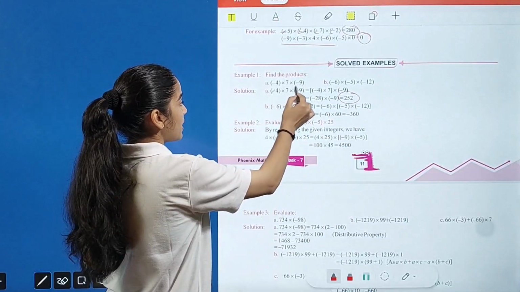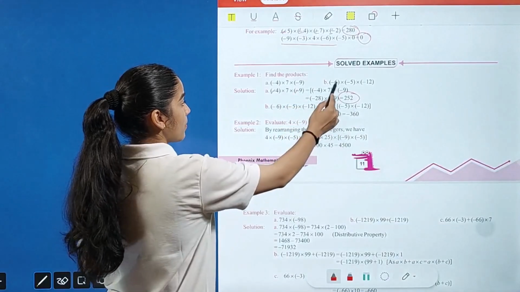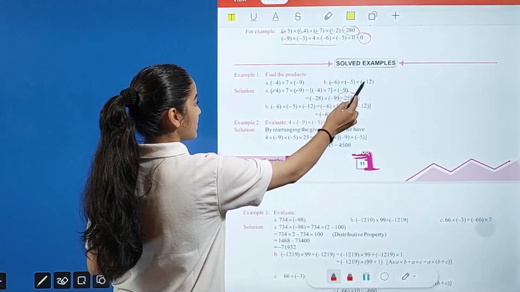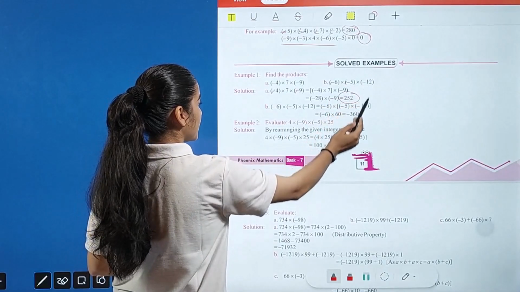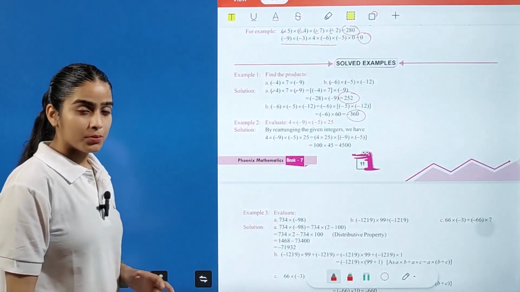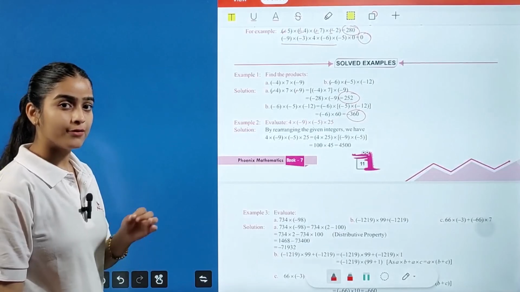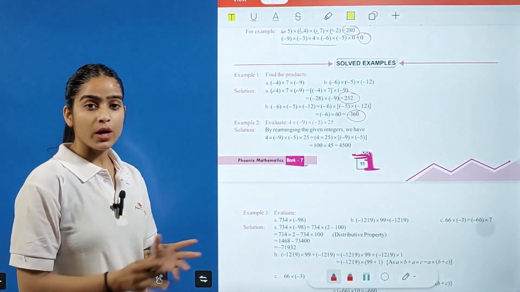4 minus and minus both cancel out with each other, so you will get 252. Now minus minus cancels out with each other, but this minus is still here. So 6 multiplied by 5 is 30. 30 multiplied by 12 is minus 360. So you always have to keep in mind how you deal with your signs, because in integers, sign plays a very important role.